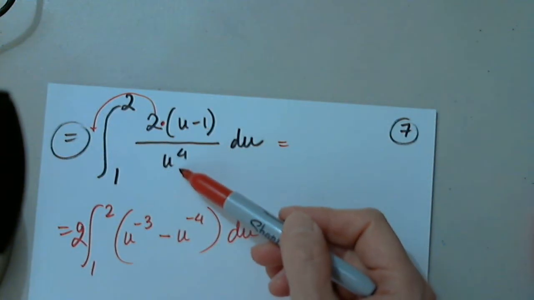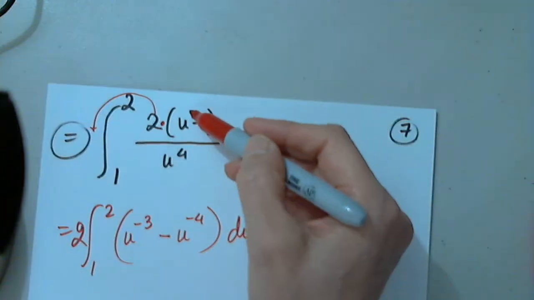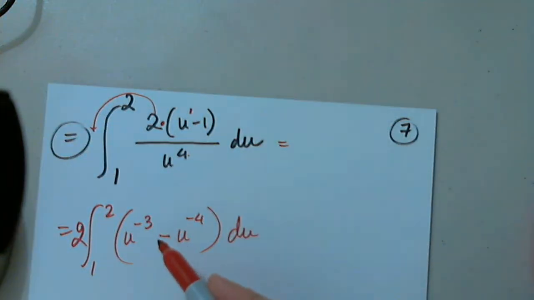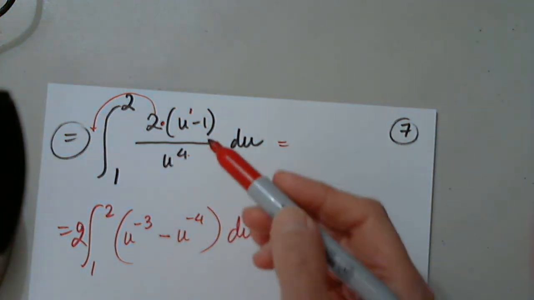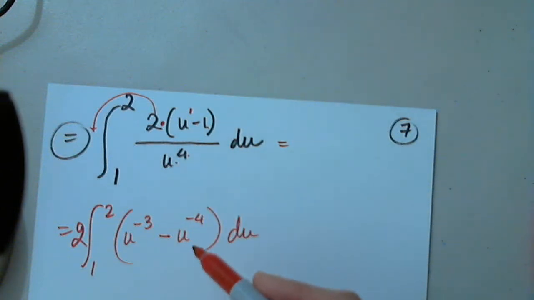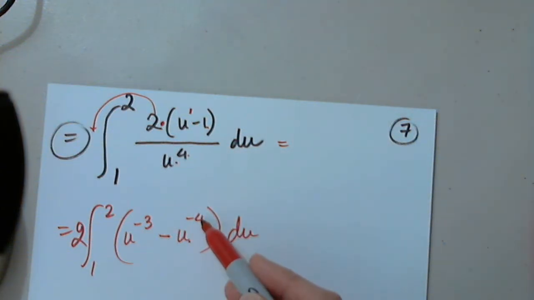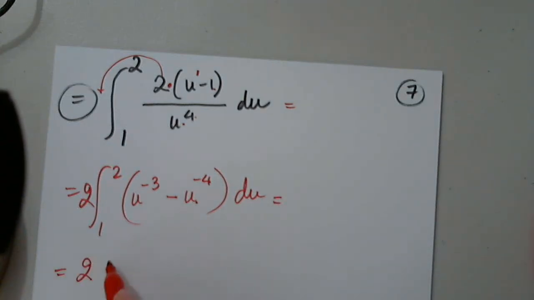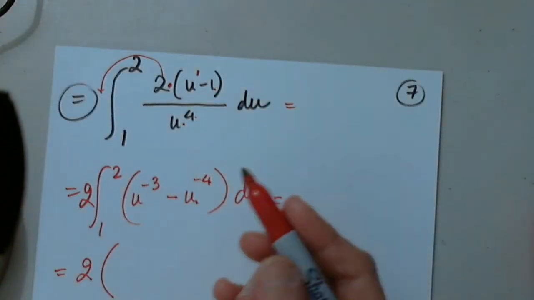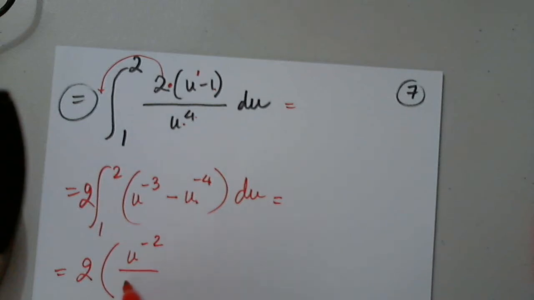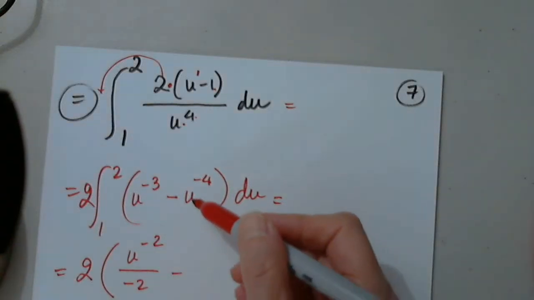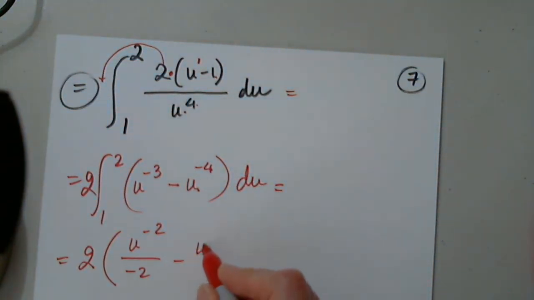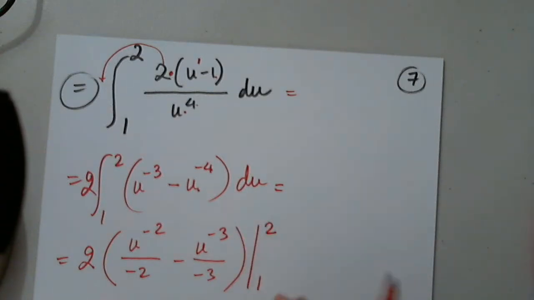U over u to the 4th, I simplify. From power 1, I subtract power 4 and get negative 3. And then negative 1 over u to the 4th is the same as u to negative 4. So therefore, I have 2, u to negative 3 plus 1, so u to negative 2 over negative 2, minus u to negative 4 plus 1, u to negative 3 over negative 3, from 1 to 2.